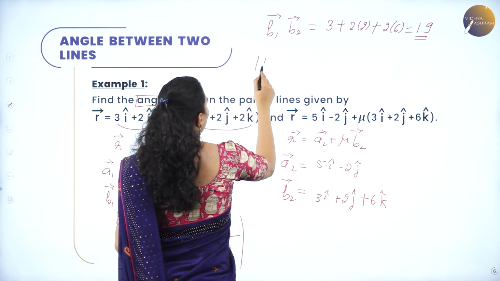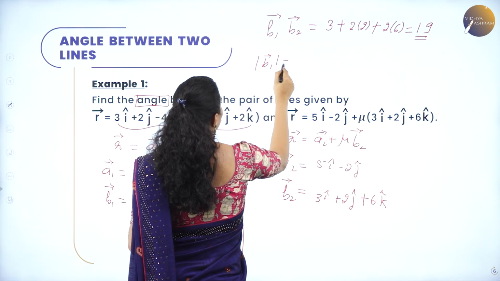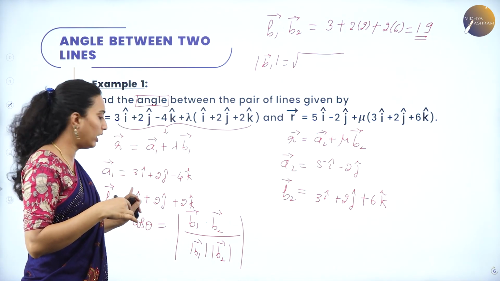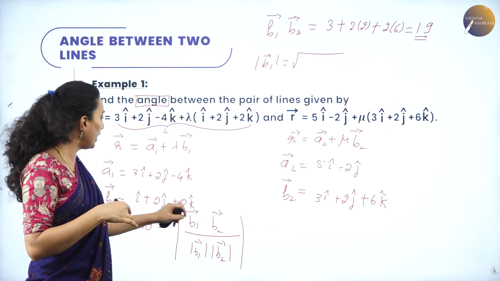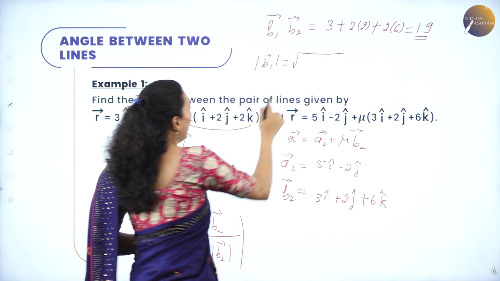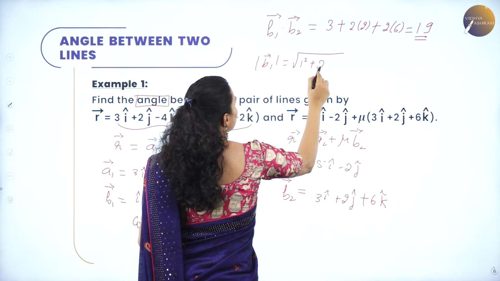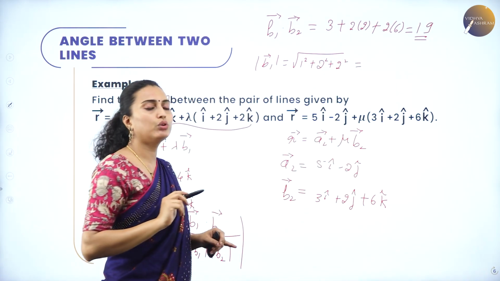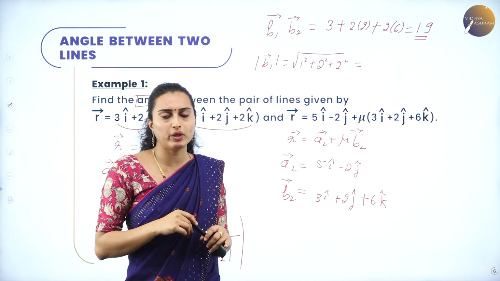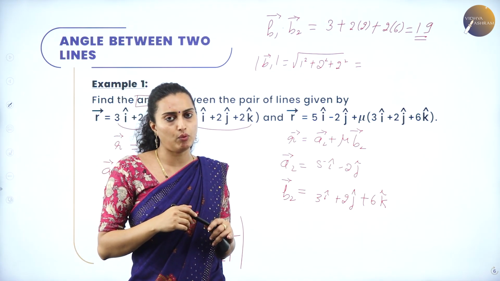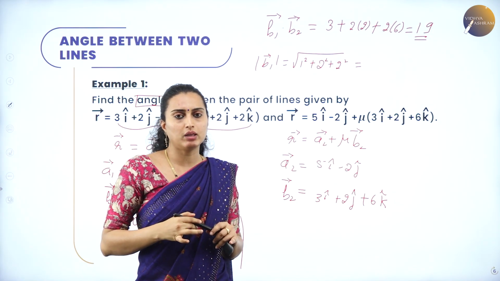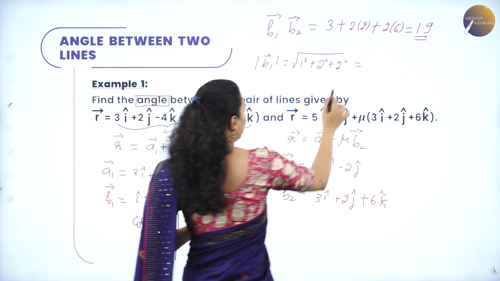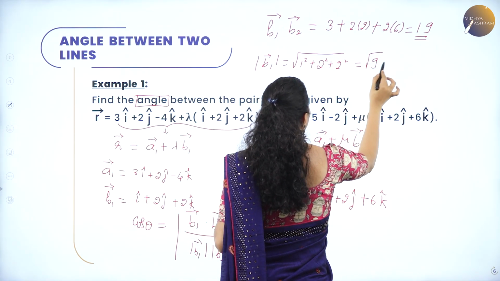Now what is the magnitude of b1 vector? It is nothing but the square root of the coefficient of i, 1, coefficient of j, 2, coefficient of k, 2. So 1 squared plus 2 squared plus 2 squared. Now, dears, the square root of 1 squared is 1, 2 squared is 4, again 2 squared is 4. So 1 plus 4 is 5, 5 plus 4 is 9. So the square root of 9 gives you the value 3.